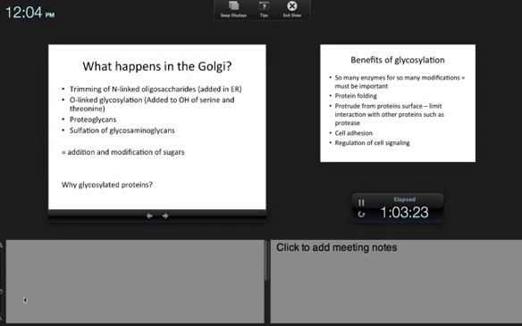Yes? Helping with protein folding. Yep. Involved in signaling, right? Because remember, a lot of these proteins are going to be receptors that live on the cell surface and are highly glycosylated, and that is involved with signaling. Yep. Anything else?